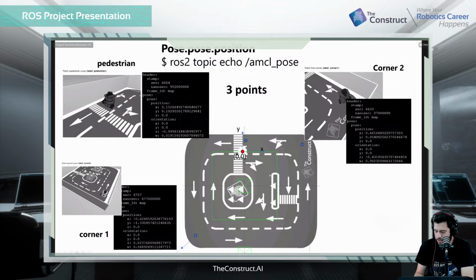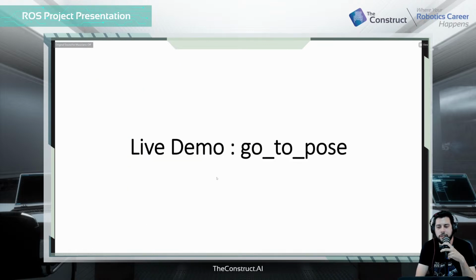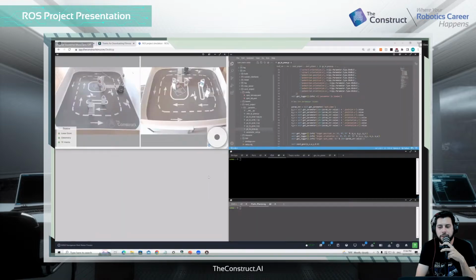This is the simulation location. However, if you look at the RViz map, we will see the same thing: the starting point here, and the corner values, which are captured in the YAML file. This is the location I'm going to send the robot to. So let's go to the live demo. Here is the layout this way, so let's go one by one.